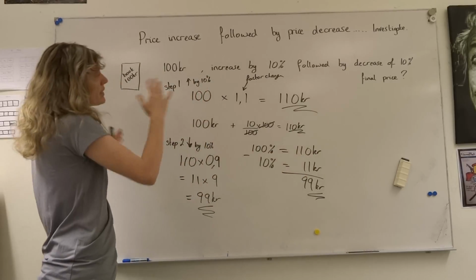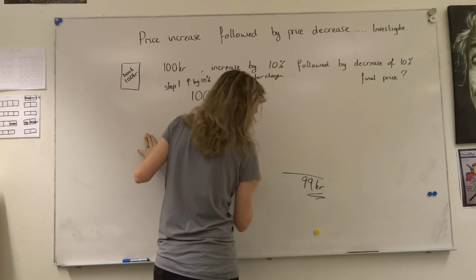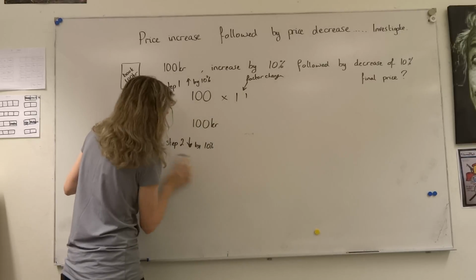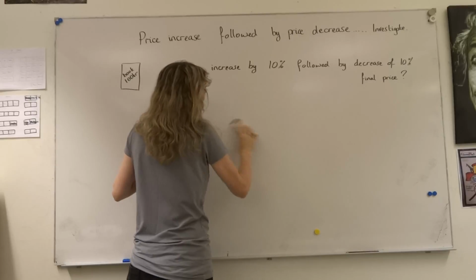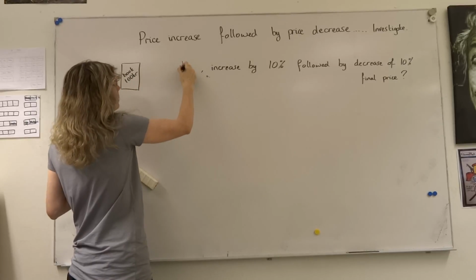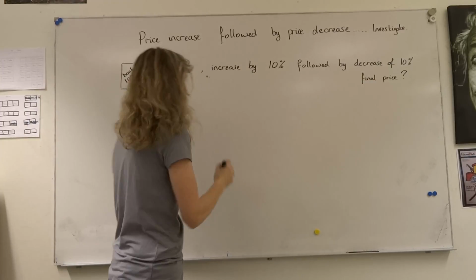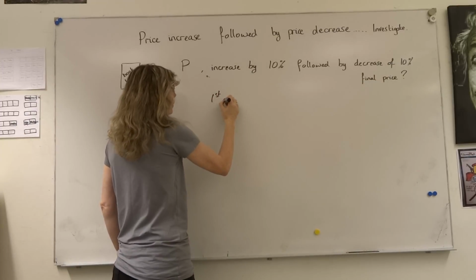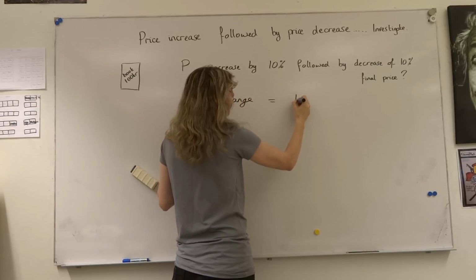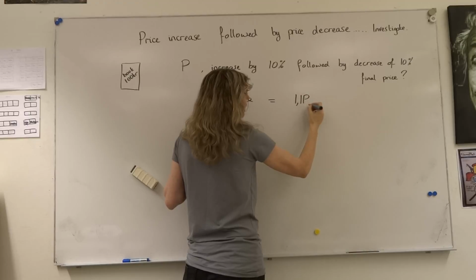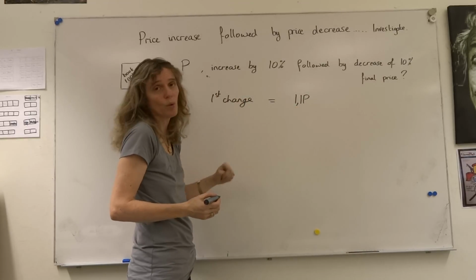And once you practice this a few times with numbers, you can actually think of what we would do if it was the letter P instead. So we don't actually have a price here. We're increasing a price P by 10%, followed by a decrease. So after the first change, an increase of 10%, we would have 1.1 times P. We're increasing P by 10%, it will give us 1.1P.